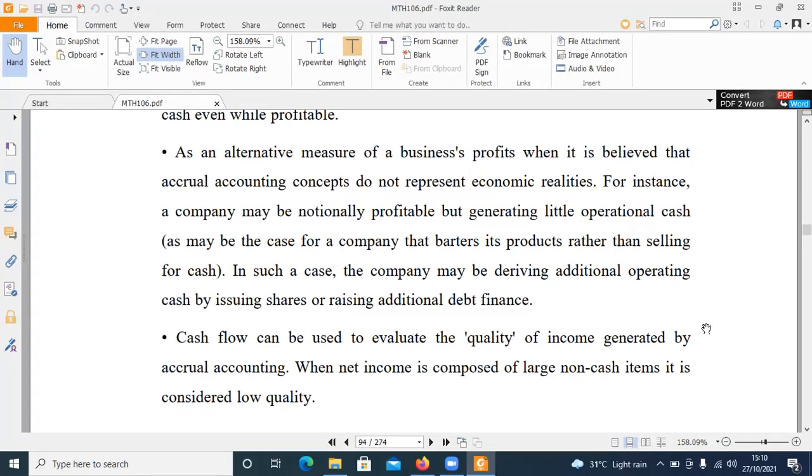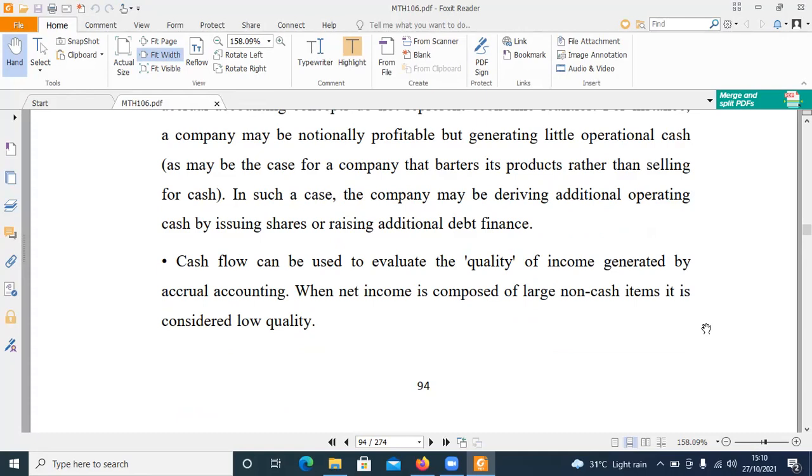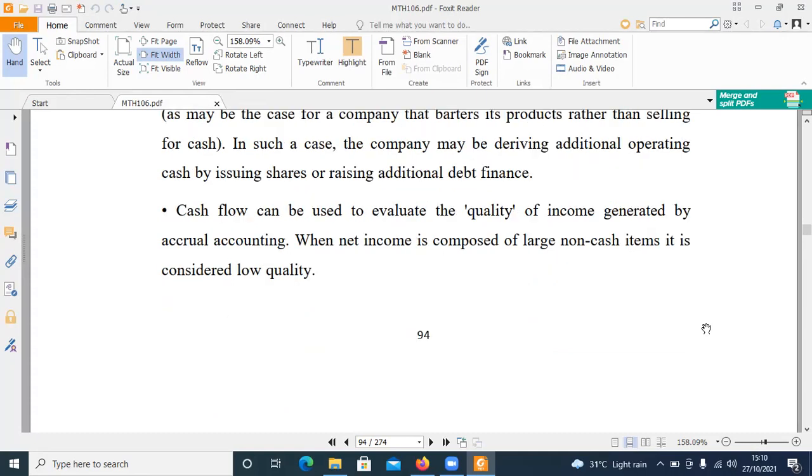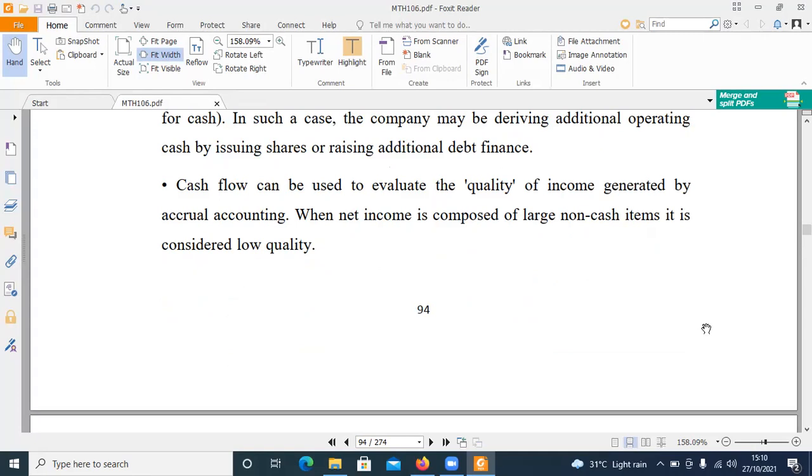Cash flow can be used to evaluate the quality of income generated by accrual accounting. When net income is composed of large non-cash items, it is considered low quality. In this aspect too, we can use cash flow to evaluate the quality of income that is generated in a company by considering the net worth or the net value of that company for a particular period.